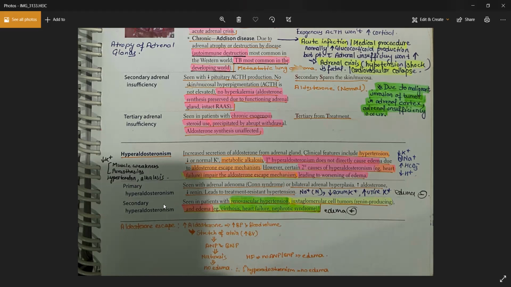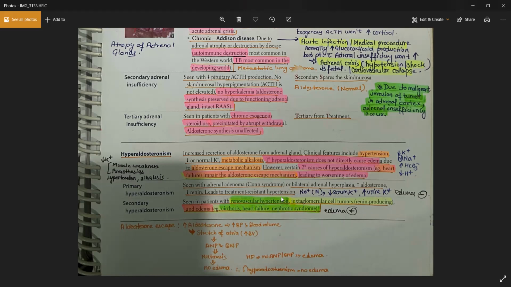If you have secondary hyperaldosteronism, which generally happens whenever you have a renin secreting tumor, this can lead to volume overload, and this can lead to edema. So you will have nephrotic syndrome, cirrhosis, heart failure. Very important. So a renovascular hypertension would be there.